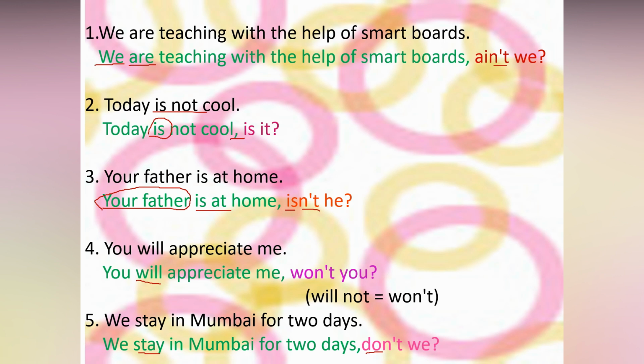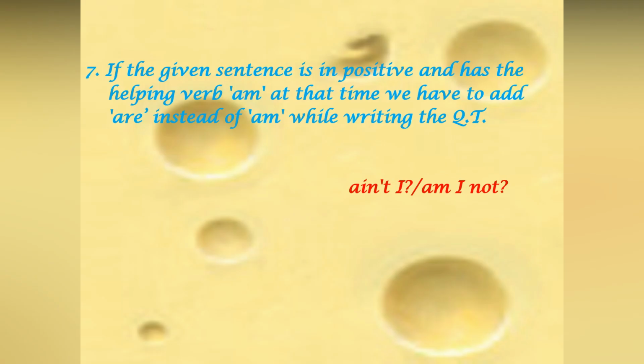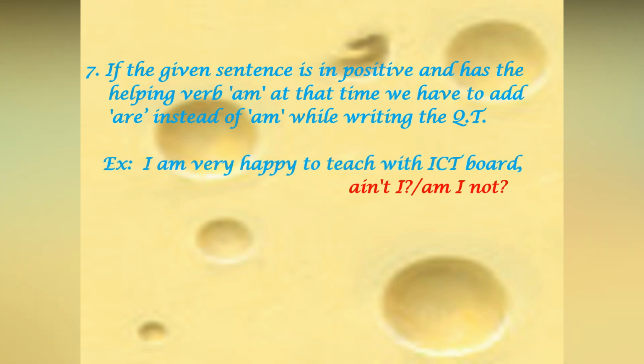Now we learn: if the given sentence is positive and has the helping verb am, at that time we should add "are" instead of am while writing the question tag. So you can understand this one, I think. I am very happy to teach with the ICT board. Aren't I? Instead of "am not I", we should write "aren't I". Is "Am I not" also correct? Okay. I should not write "am not I". Am I not, or aren't I?